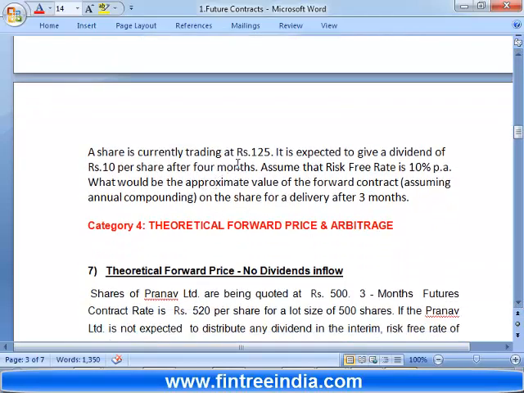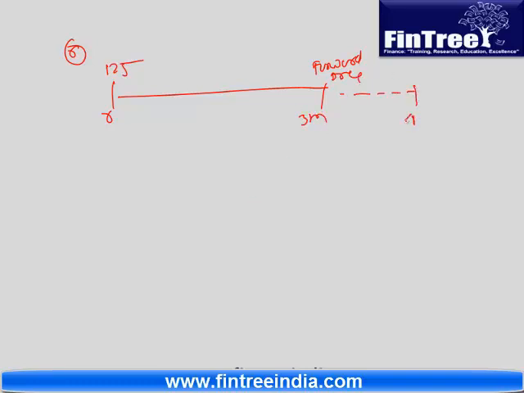Yes. Share price is 125. Expected to give a dividend of rupees 10 per share after 4 months. Whereas we want the forward contract price for how many months? 3 months. That means on your timeline for this question, question number 6, at time 0 the spot price is 125. You want a forward price here in 3 months. And the dividend that's coming to you is here, and therefore this is to be completely ignored. That was the trick. No relevance at all. It was a trap in the question.